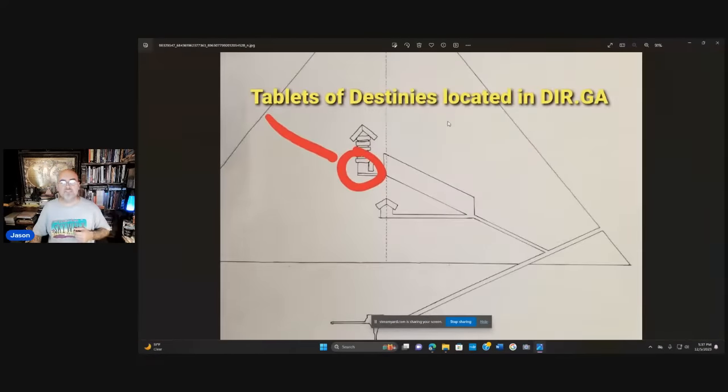What were the tablets of destinies? The tablets of destinies were the past, present, and future, all recorded in stone. And whoever possessed the tablets of destinies was able to control the construct.